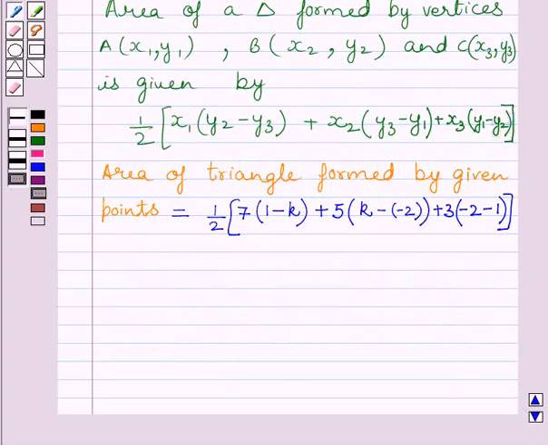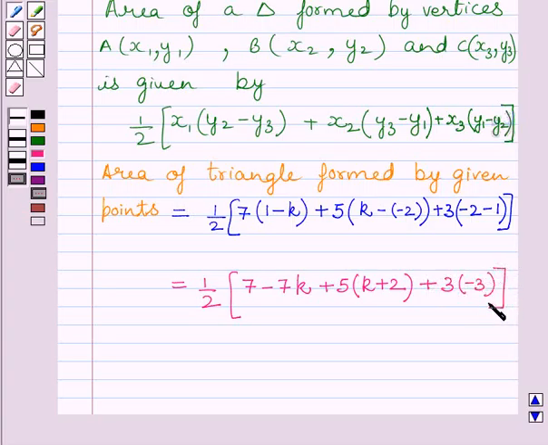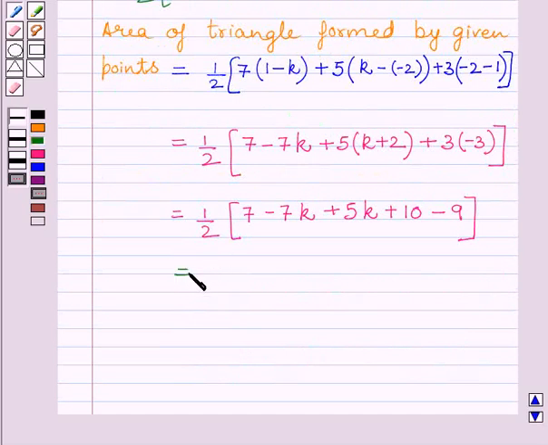Now this is further equal to 1 upon 2 multiplied by (7 minus 7k) plus 5 multiplied by (k plus 2) plus 3 multiplied by minus 3. Now simplifying further, we get 1 upon 2 multiplied by (7 minus 7k plus 5k plus 10 minus 9). Now this is equal to half multiplied by (8 minus 2k). Now simplifying further, we get 4 minus k.